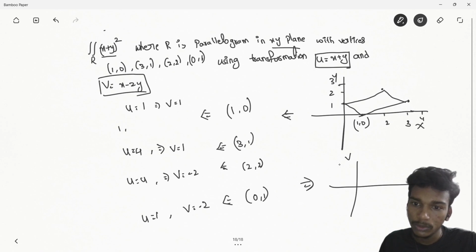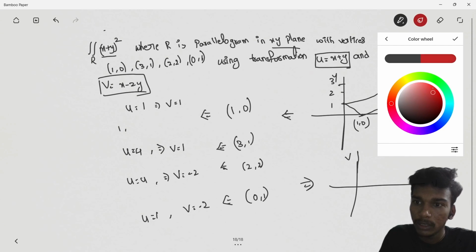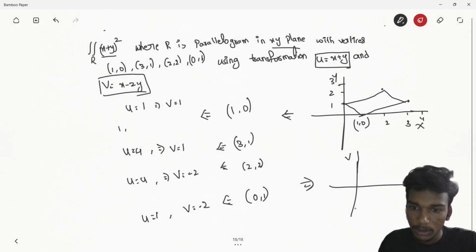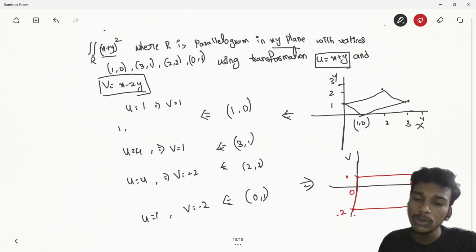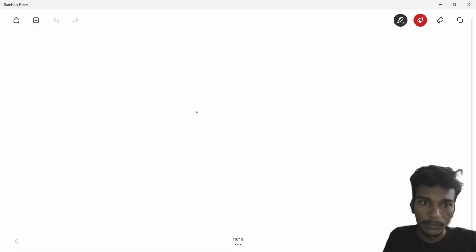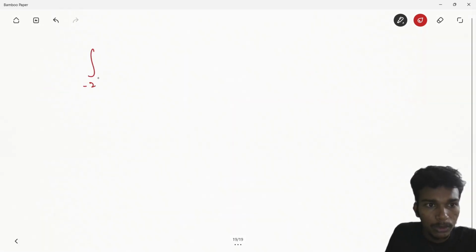V, u, right? I will take it. It's minus 2, just consider, and it's 1, and it's 0, and it's 4. I'm going to get what we call a rectangle. Simple integration, right? So I'm going to integrate from minus 2 to 1 and 0 to 4. And I got the limits minus 2 to 1 and integral 0 to 4.